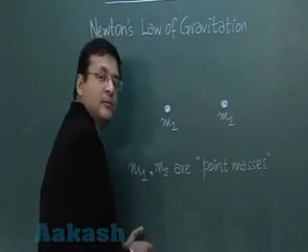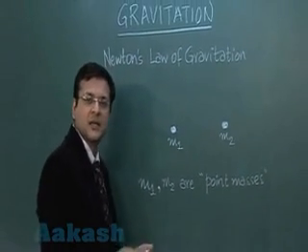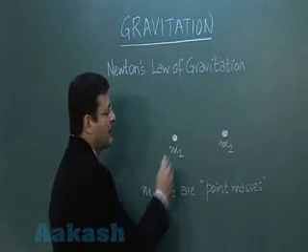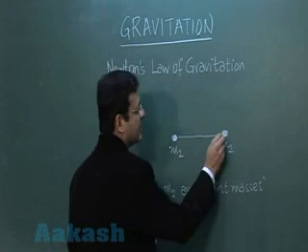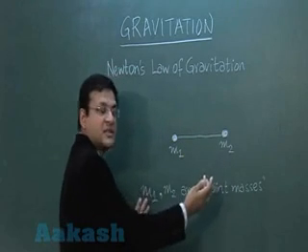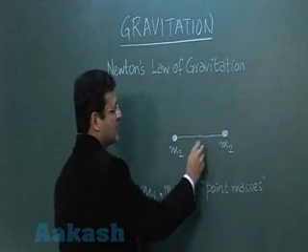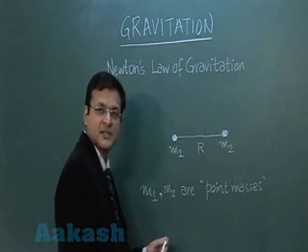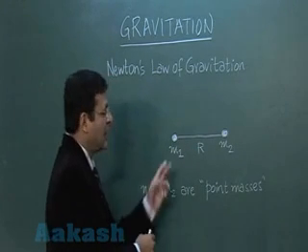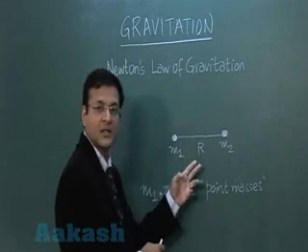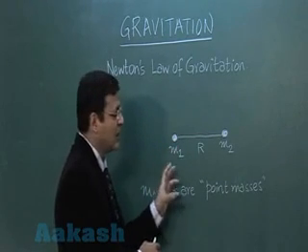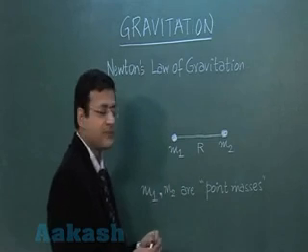Meaning of point masses is that the size of the mass is very small compared to the interactive distance between them. Let us suppose the interactive distance between them is capital R. That means the separation between these two masses is capital R. And with respect to this capital R, the dimension of these masses is very small, and then you happen to call them point masses.